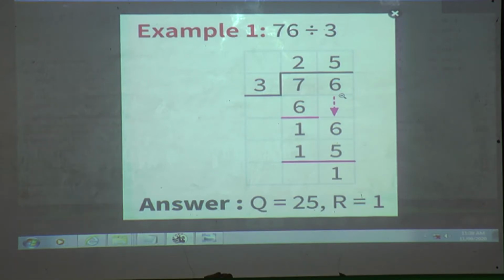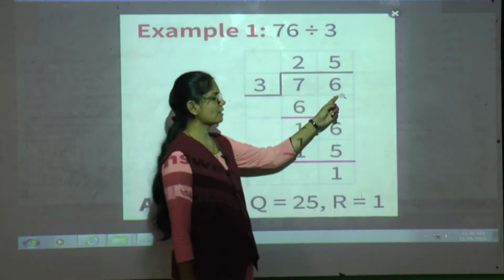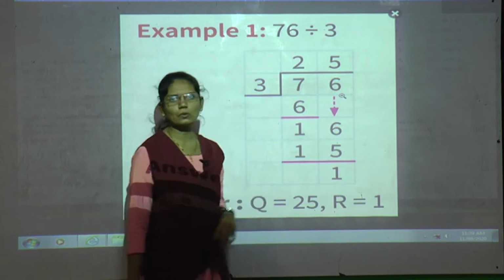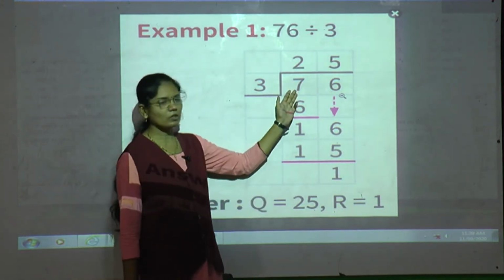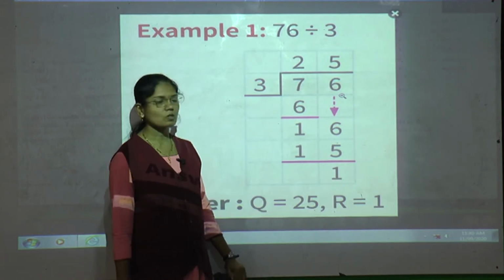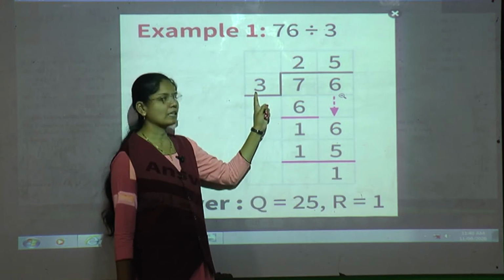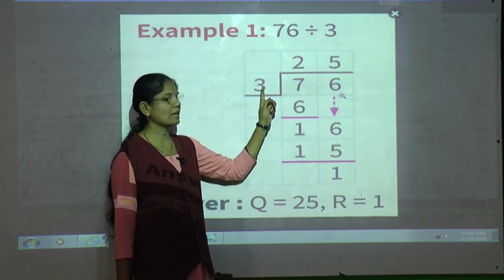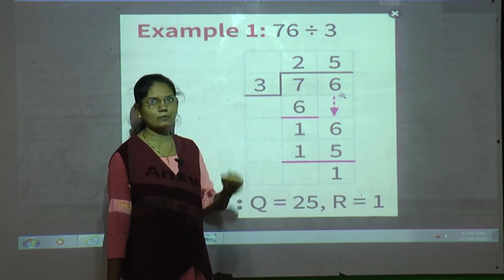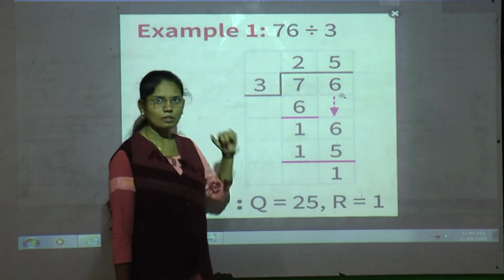Now we will start from the tens place. In 76 at tens place, which number can you see? Look at the board here. Yes, 7 is there. So first we will divide tens. 7 divided by 3. Now see the table of 3. In the table of 3, can you see the number 7? No, it is not there.